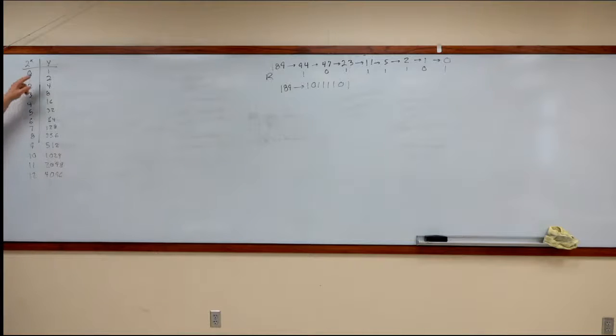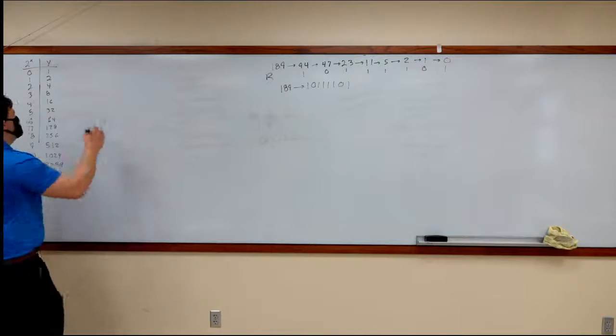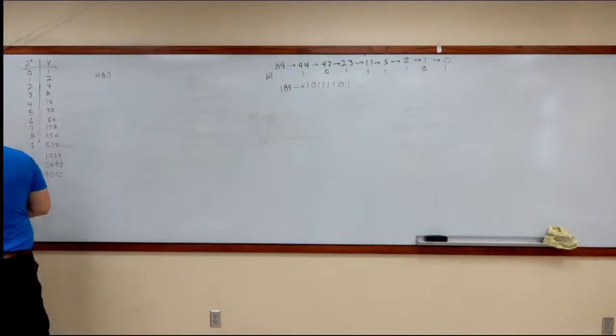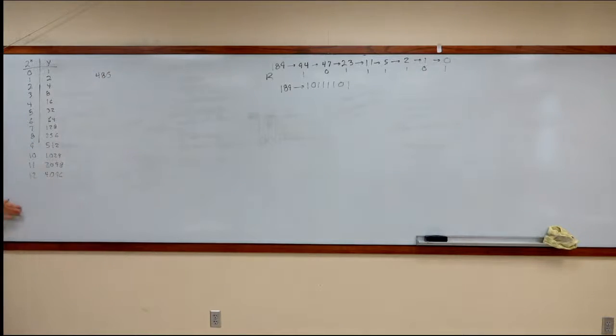So 2 to the 0th equals 1. 2 to the 1st equals 2. 2 to the 2nd equals 4. 2 to the 3rd equals 8. 2 to the 4th equals 16. That's how I came up with that chart. Okay? So now I'm going to take 480, and I'm going to try to create 480 as a sum of these numbers.